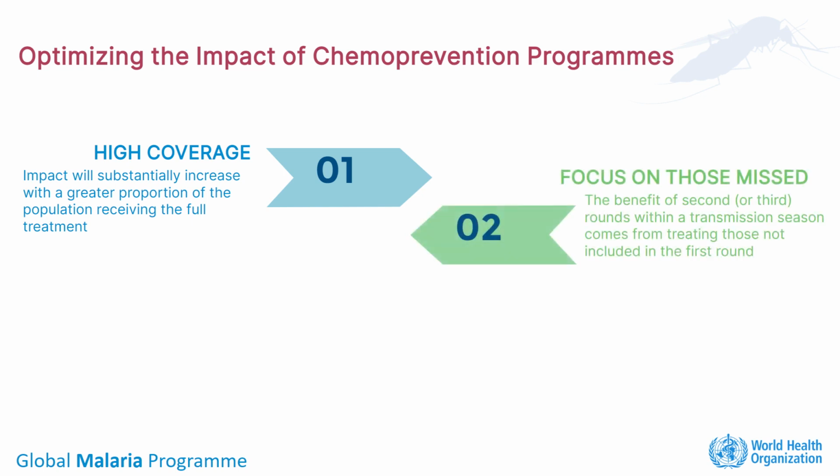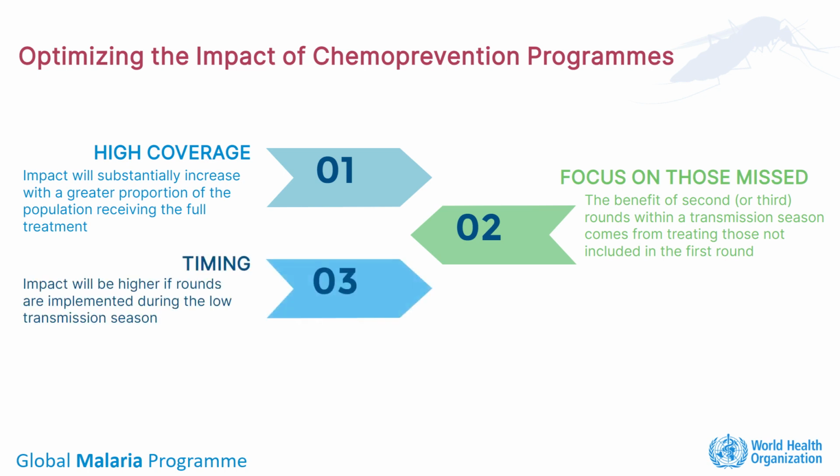Most of the mathematical models examining MDA have found that a key factor determining the impact of the strategy is the proportion of the total population that never participates, even after multiple rounds. This means that all rounds of chemoprevention after the first round should prioritize finding and treating the people who weren't treated in the first round. If the same people are missed in each round, the impact of chemoprevention strategies will be lower.